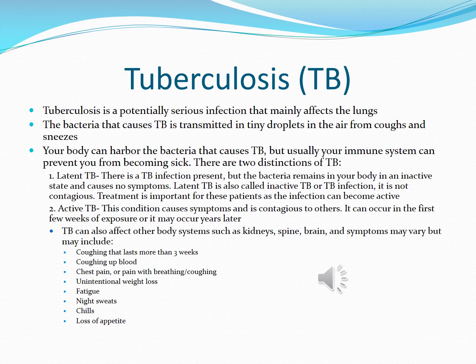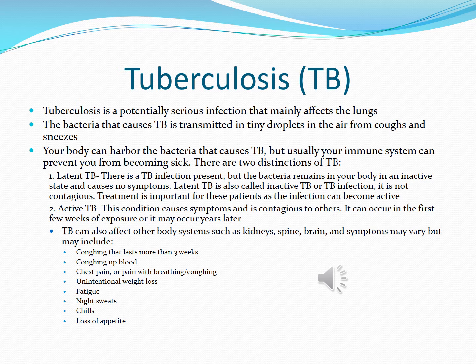TB is a potentially serious infection that mainly affects the lungs. The bacteria that causes TB is transmitted in tiny droplets in the air from coughs and sneezes. Your body can harbor the bacteria that causes TB, but usually your immune system can prevent you from becoming sick. There are 2 different distinctions of TB. Latent TB is an infection present, but the bacteria remains in your body in an inactive form.